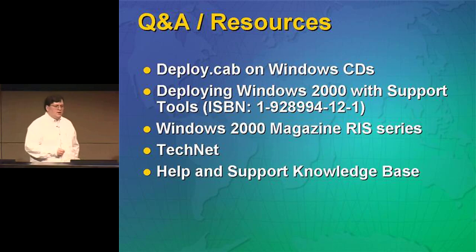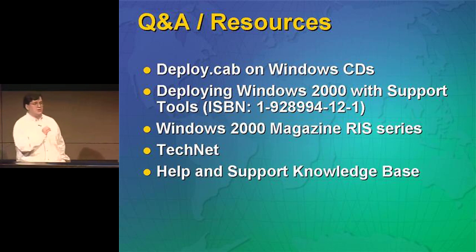So with that, I'll go over a couple of resources I recommend. Again, the Deploy Cab. If you haven't explored the Deploy Cab lately, it's got some great documentation. It's obviously version specific, so if you're looking for stuff for Windows 2000, look on that product CD, because there's going to be some stuff on XP that wouldn't apply, and on .NET Server Betas that wouldn't apply. So look at the version that you're using.